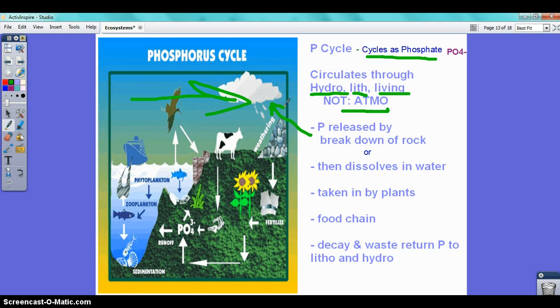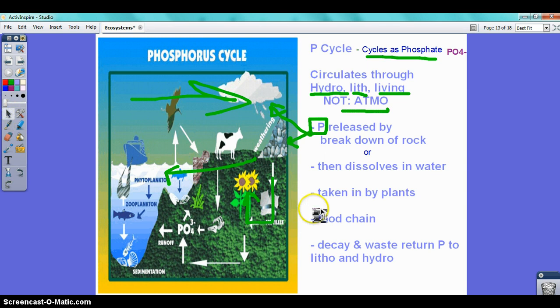So you're going to have some kind of wind, rain, or something that's going to break up rock. And a lot of the phosphate on Earth is found in rocks. So make a note of that. Then it can either be dissolved into water, and so if you're looking at the diagram, it would go from here into this area over here. Or it can be taken in by plants. So it goes underground into the soil and the plant takes it in.